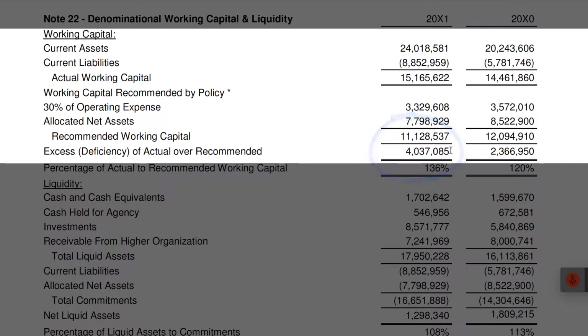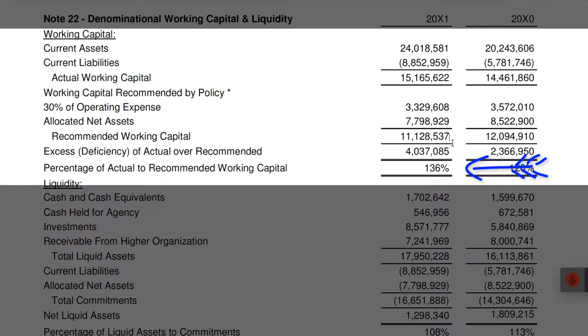Okay, so in this example, there's 15 million and you needed to have 11 and you have 4 million extra. And so you have 136%. That is 15 million divided by the 11 million. You have 136% of what you're supposed to have.